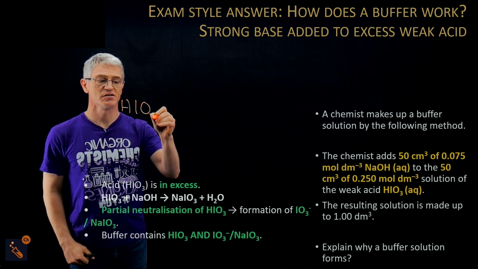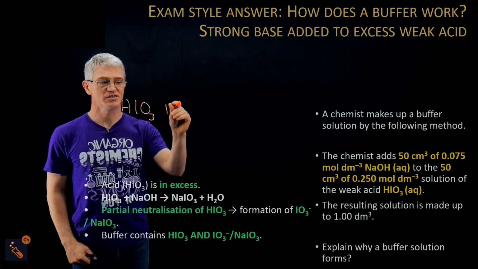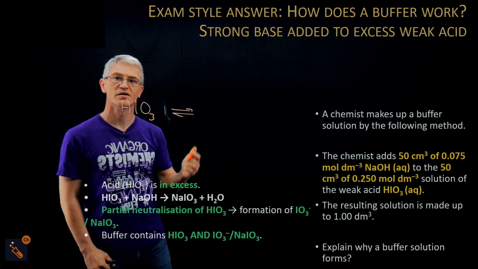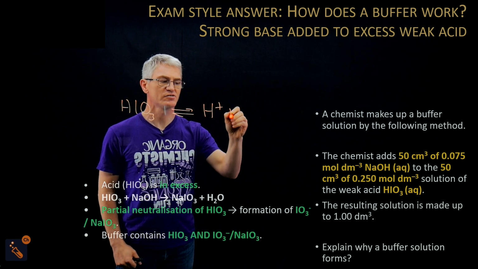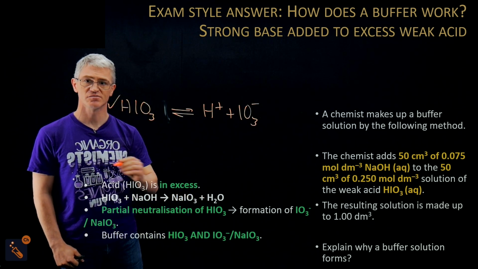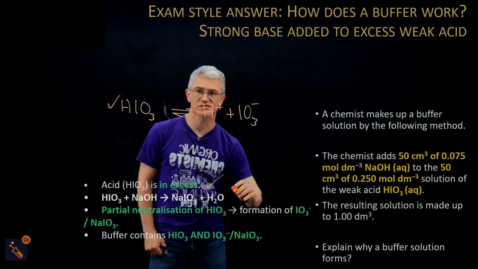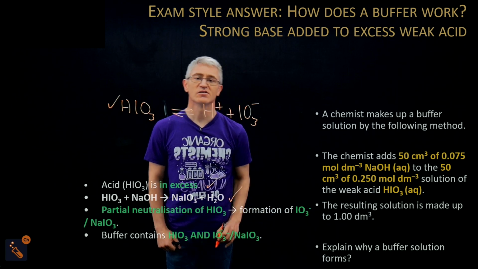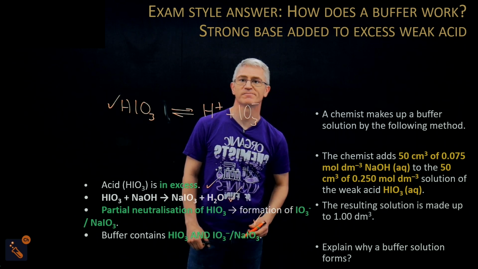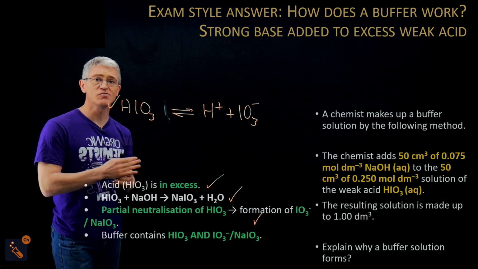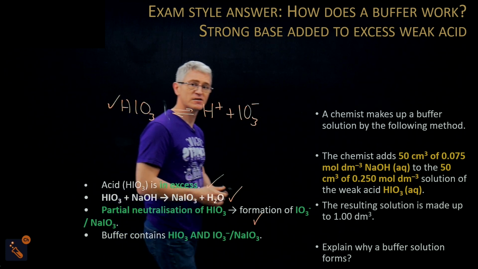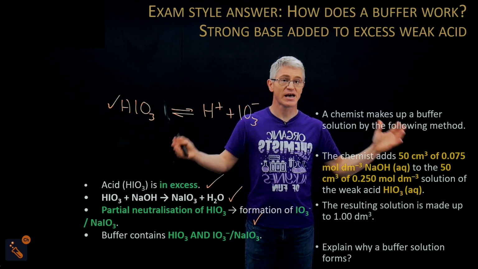And it might even be helpful to just give the actual equation for the acid. So basically, HIO3 goes to H plus and IO3 minus. So we've got our mark for this. We've got a mark for determining which one is in excess. We've got a mark for saying what the partial neutralization is. And then we've got a mark for a bit of explanation down here as well. And that is how you explain how a buffer works when a strong base is added to a weak acid. Okay, and that is the end of how you make buffers.